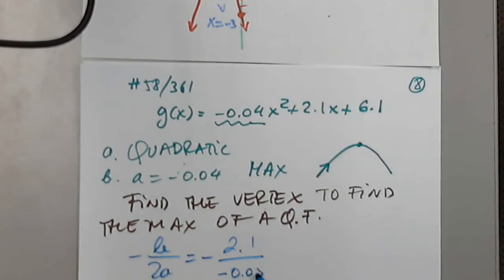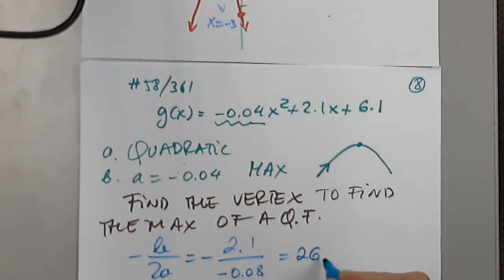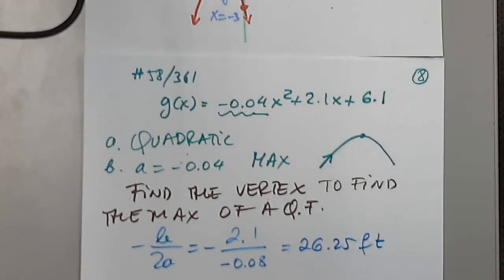Negative 0.08, correct. So when you put this in the calculator, I will multiply top and bottom by 100, so I have 2100 divided by 8, or just put in 2.1 divided by 0.08. I got 26.25 feet, of course. But this is not the maximum height.